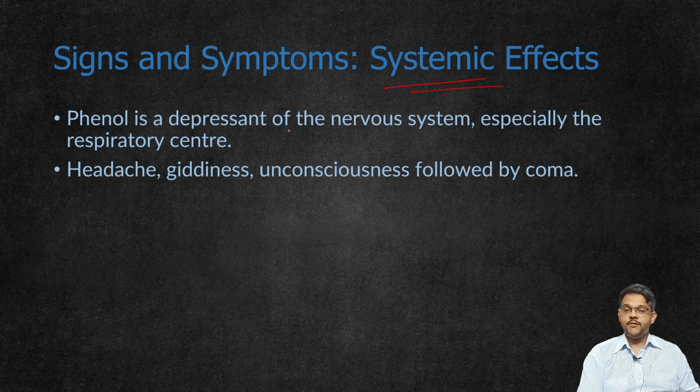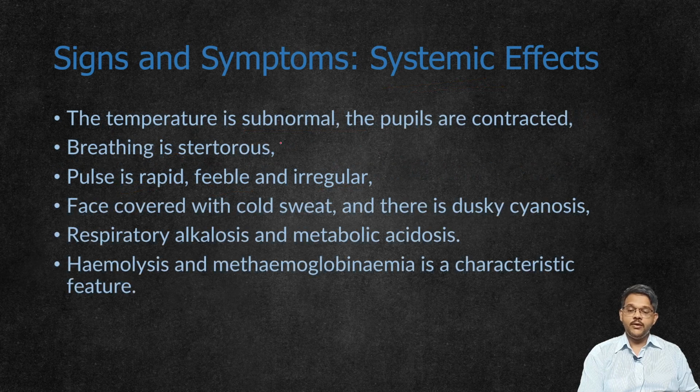Coming to the systemic effects of carbolic acid, when it is absorbed, as I mentioned, it is broken down to hydroquinone and paracatechol. Phenol derivatives are usually depressant in nature, causing depression of the nervous system, especially the respiratory centers. It causes headache, giddiness, and unconsciousness, followed by coma. The temperature is subnormal, pupils are contracted, breathing is stertorous, pulse is rapid, feeble and irregular, the face is covered with cold sweat, and there is dusky cyanosis. Respiratory alkalosis and metabolic acidosis follow. Sometimes hemolysis and methemoglobinemia are present, which, if present, are characteristic of poisoning by carbolic acid.